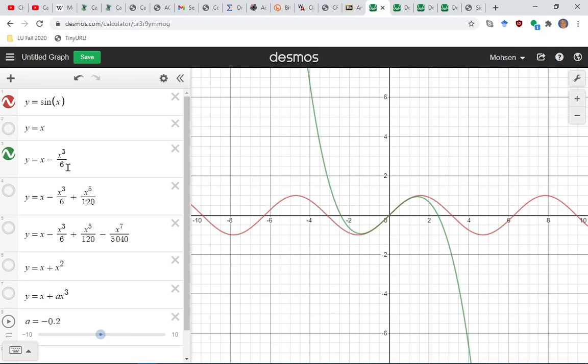How about the next term? As we said, the even ones are out. We're just going to look at the odd terms. So here I'm going to throw in a 5th power. And it turns out that the best coefficient there is 1 over 120. Now, I graph that, and you notice that it's a much better approximation than the previous one. Is that right? The purple one stays close to the sine of x for a much longer time.